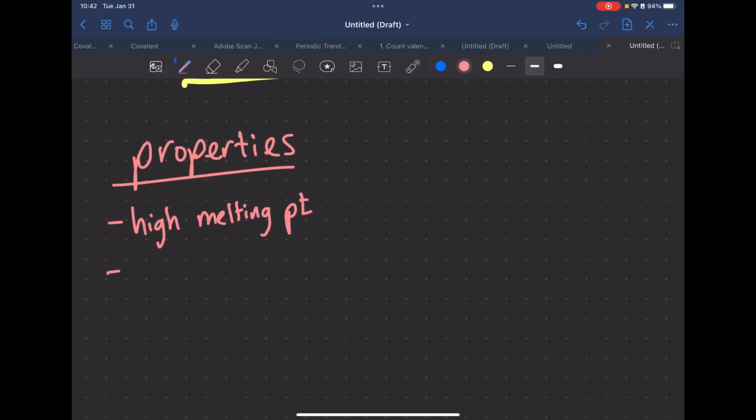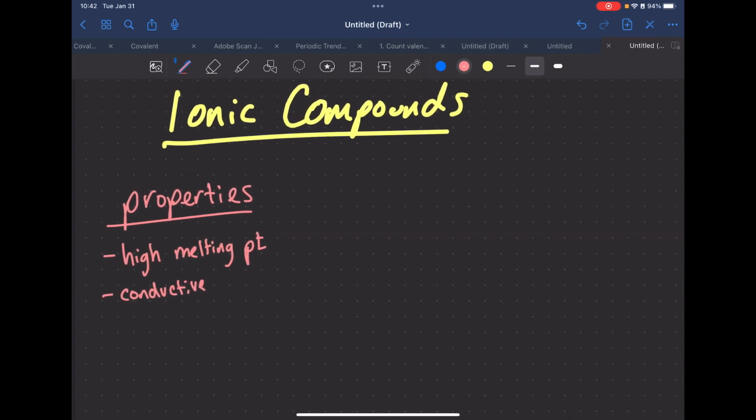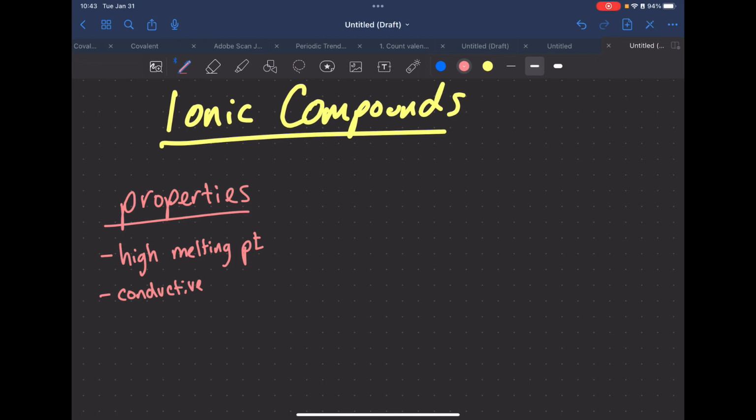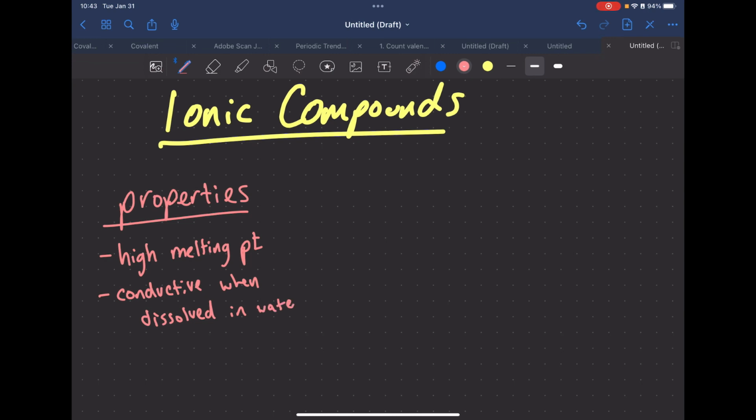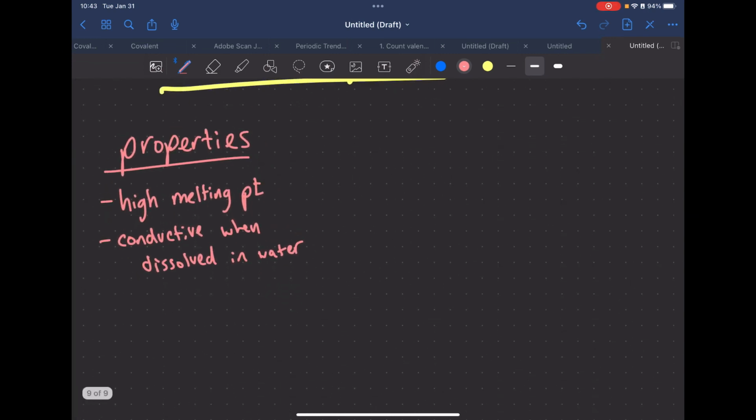Wasn't this on a test? Harsh. Nope. This was not on the test. On the test, I asked you about covalent properties. But for ionic, we got high melting point, conductive, so they conduct electricity when you dissolve them in water. And like Alina just said, we also know that they dissociate in water. That was covalent.